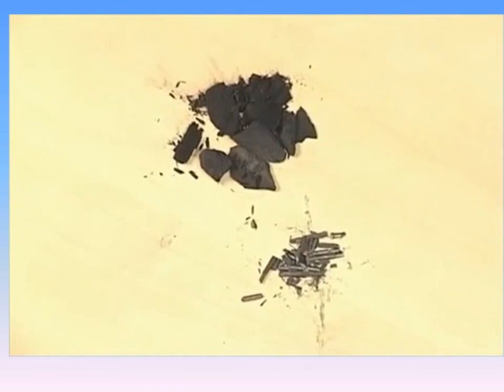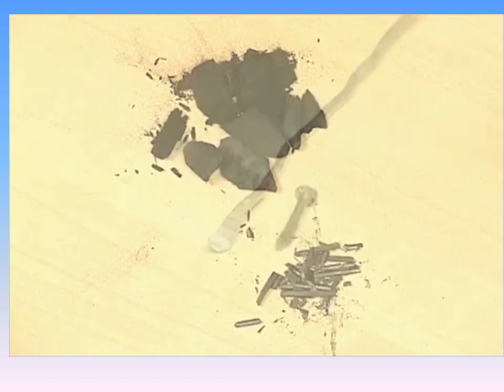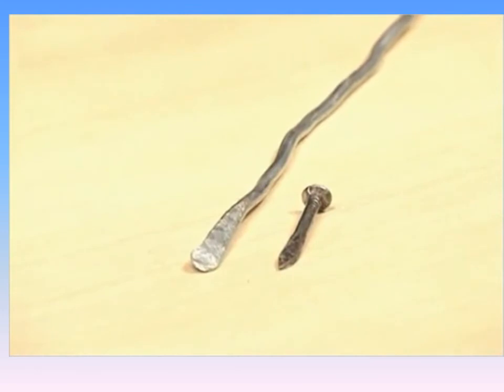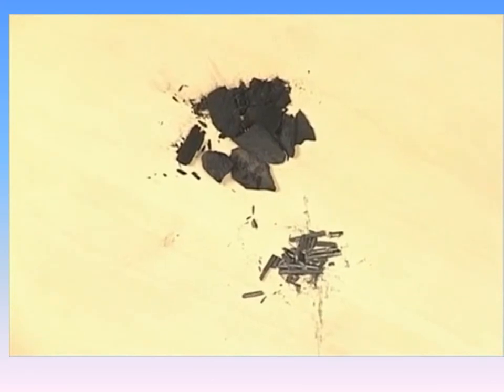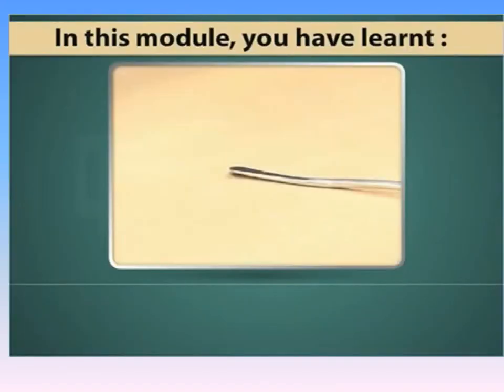Interestingly, you will find that the gold piece and pencil lead break into small pieces on beating. It is the property of metals that they take the shape of a thin sheet on being hammered. This property of metals is known as malleability. This is a characteristic property of metals. As you saw in the experiment, materials like coal and pencil lead do not show this property as they are not metals.